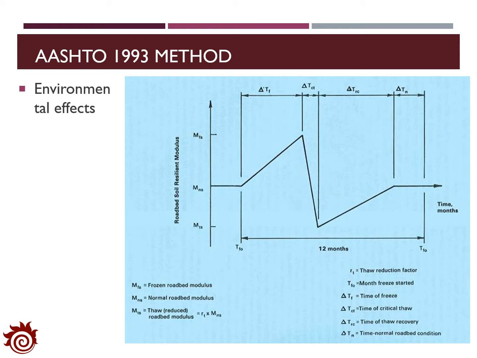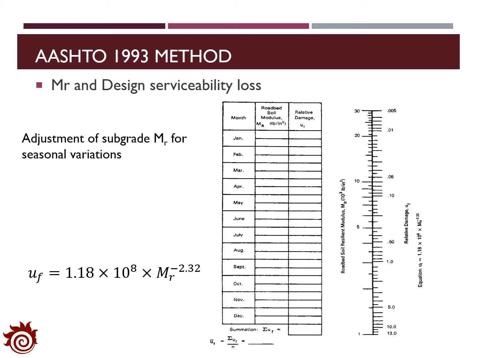Here we can see that during the time of freeze, the resilient modulus will increase a lot, while at the period of the critical thaw, the value of MR will drop dramatically. And after that, it will recover back to the normal value during the period of the thaw recovery. This variation should be adjusted for us to find out the adjusted MR values for the design of the flexible pavement. The adjustment of the subgrade resilient modulus can be conducted based on the relative damage, UF.